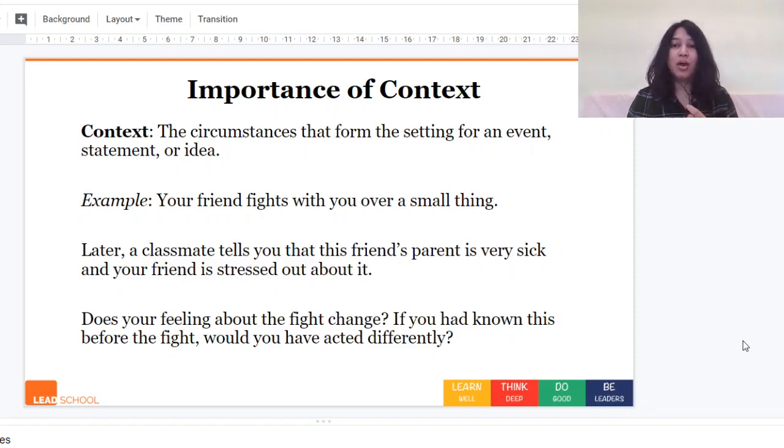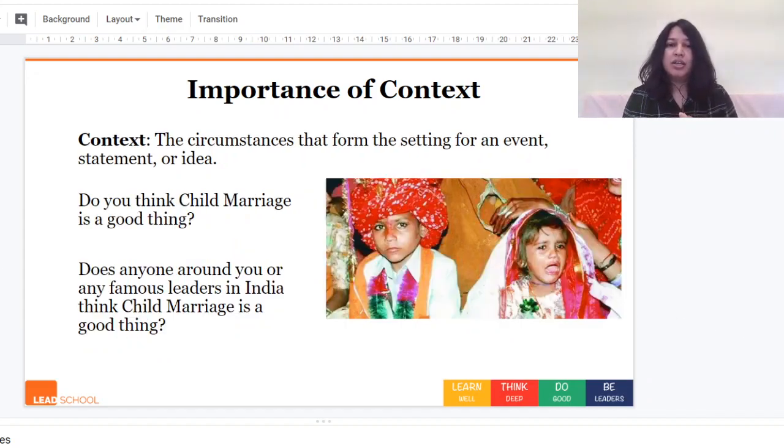Once we know a lot more about the circumstances, we can really understand the situation and why someone did something or why someone said something. And that helps us also to respond in a better way. So, think more in terms of a larger picture.